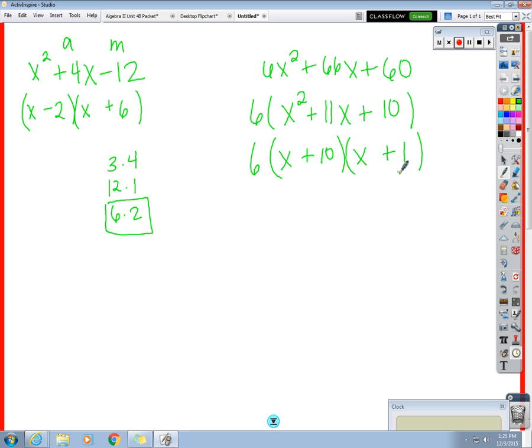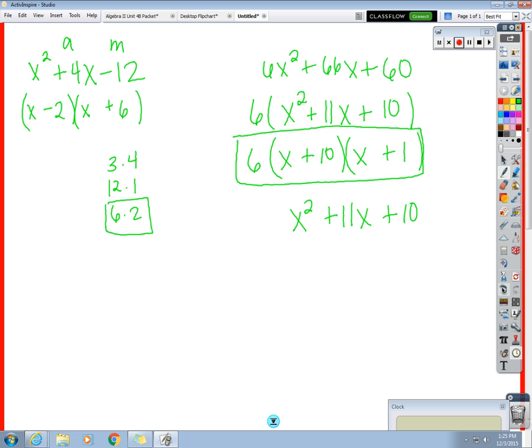Now, let's talk about why the whole answer would be wrong if you left off this 6. If you told me that this was the answer, I would say there's no way it's the answer. Because if I FOIL that, x times x is x squared. x times 1 is 1x. 10 times x is 10x, totals up to 11. 10 times 1 is 10. Does that look anything like the question? No, but had this 6 been out there, would it now distribute to that and make it 6x squared, and that would become 66x, and that would become 60? So that's why the 6 has to be in the answer.